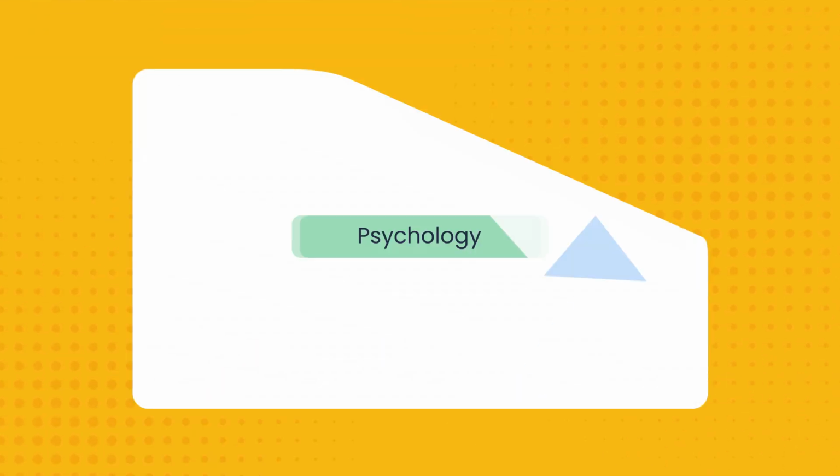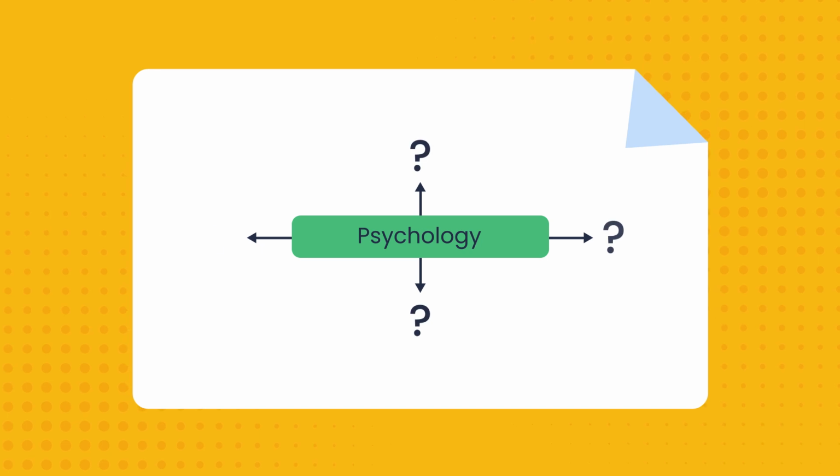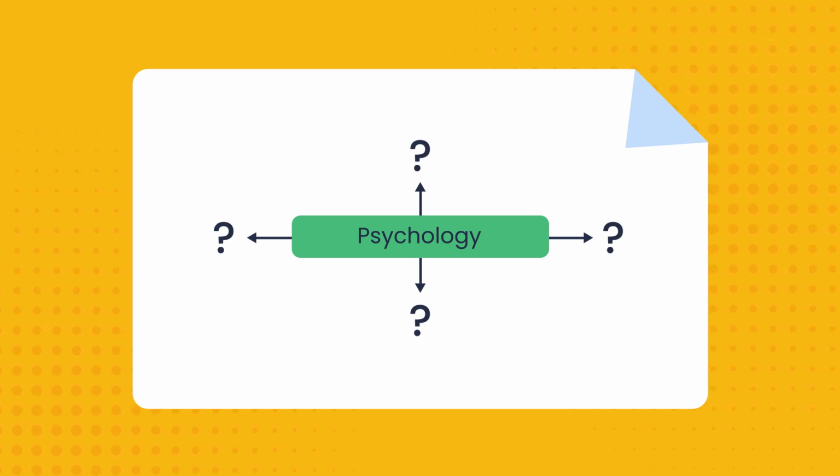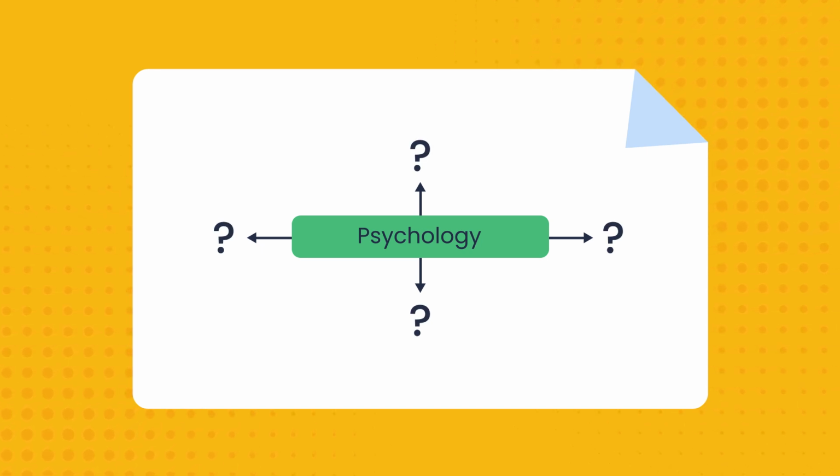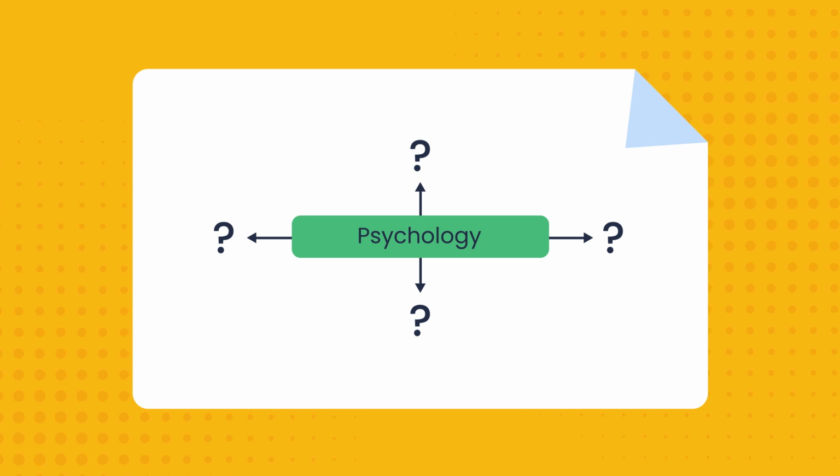A mistake many students make is choosing a topic that's too broad. For example, if you're studying psychology, putting psychology in the middle of your map won't be very useful. It's too general and you'll struggle to organize information effectively. Instead, narrow it down to something more specific, like operant conditioning or stages of memory.